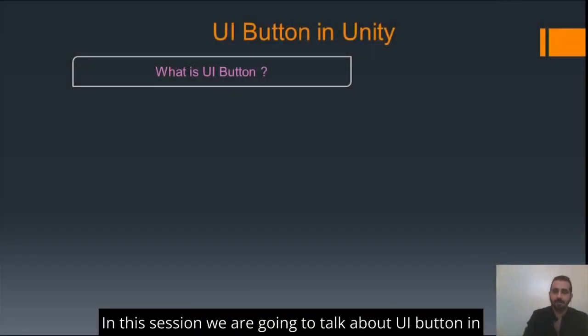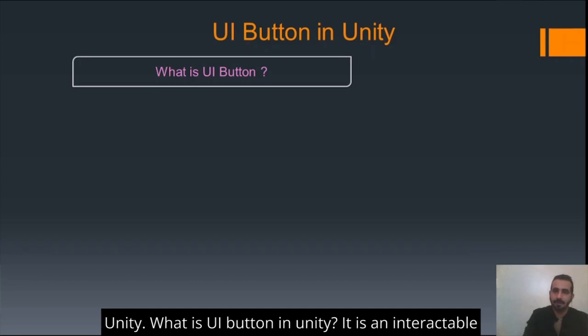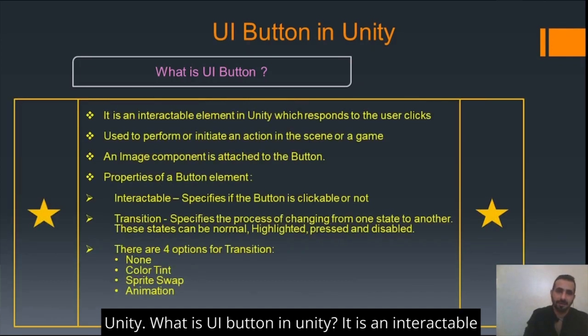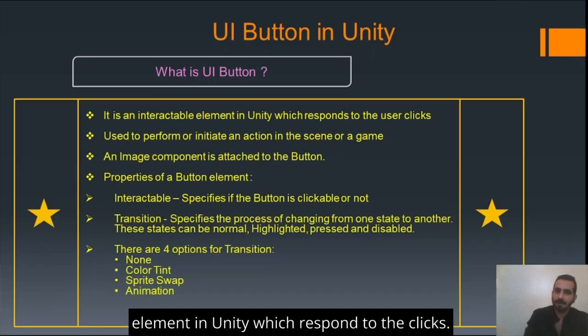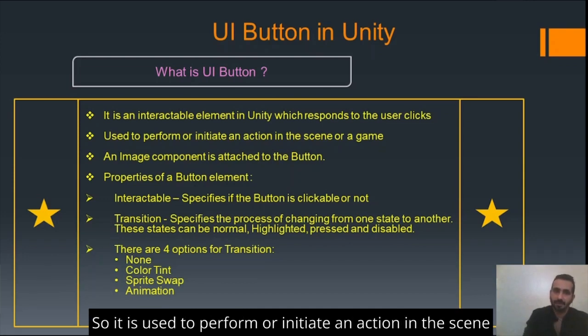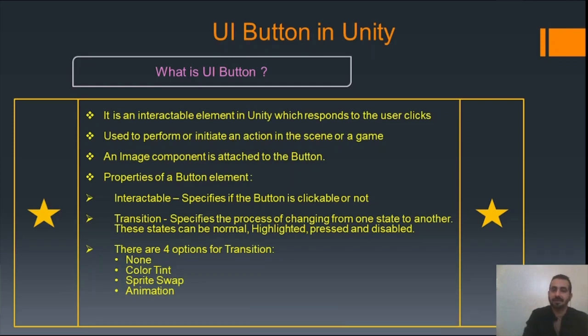In this session, we are going to talk about UI button in Unity. What is UI button in Unity? It is an interactable element in Unity which responds to the user click. So it is used to perform or initiate an action in the scene or a game.